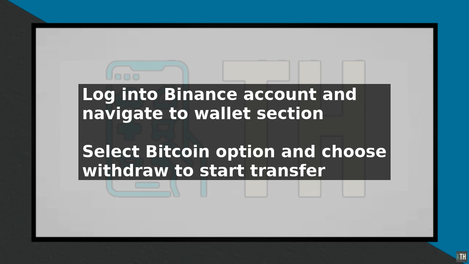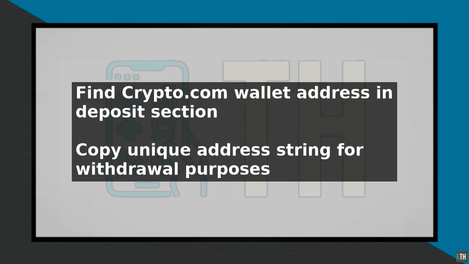Paste the address into the withdrawal address field and select the network, which in this case is the Bitcoin network. Enter the amount of Bitcoin you want to transfer and any other required information. Review the transaction details carefully, including the amount, address, and network. If everything is correct, confirm the transaction.